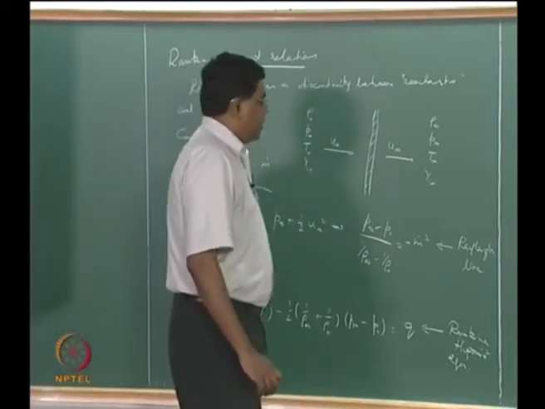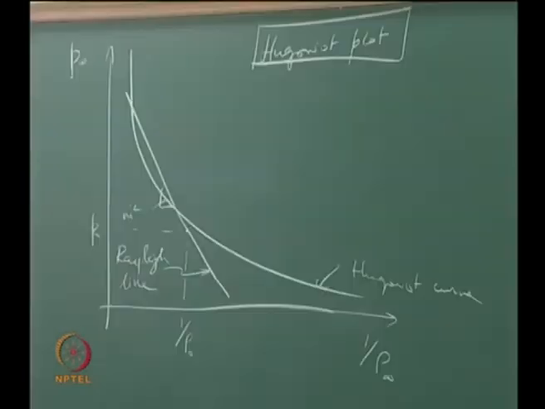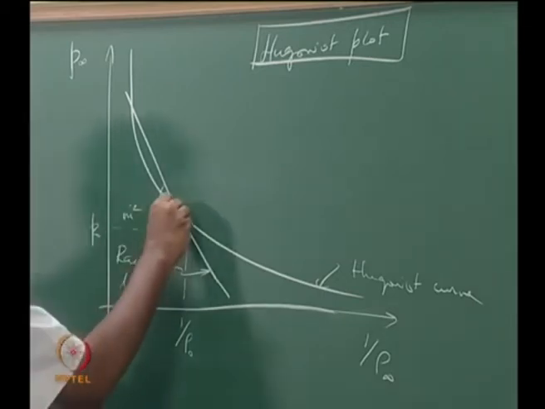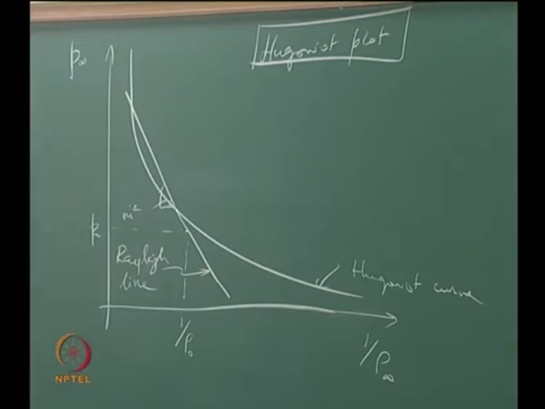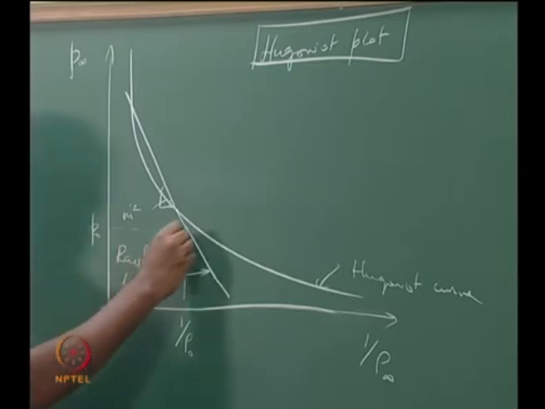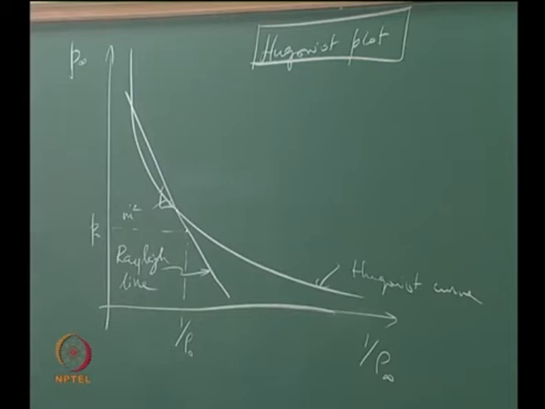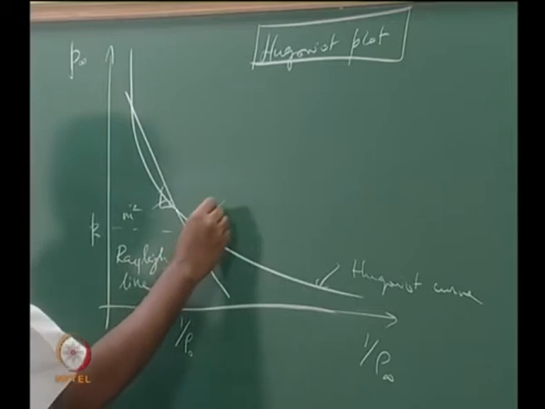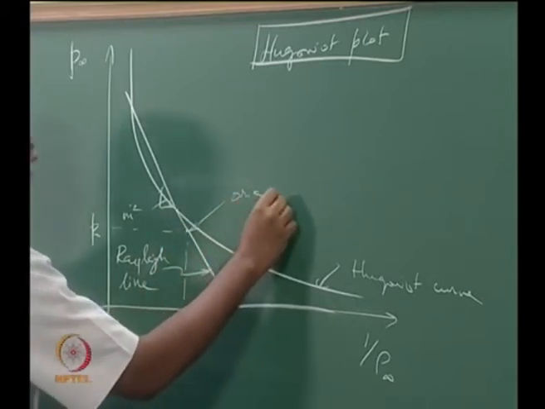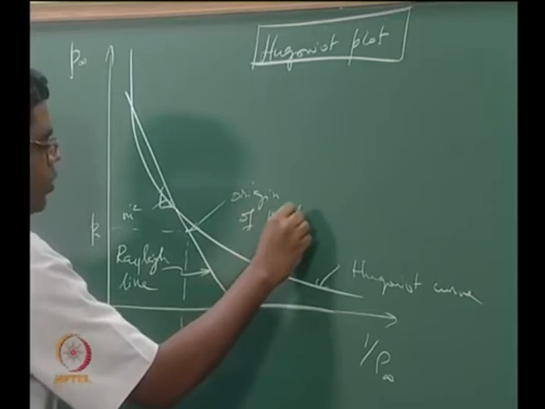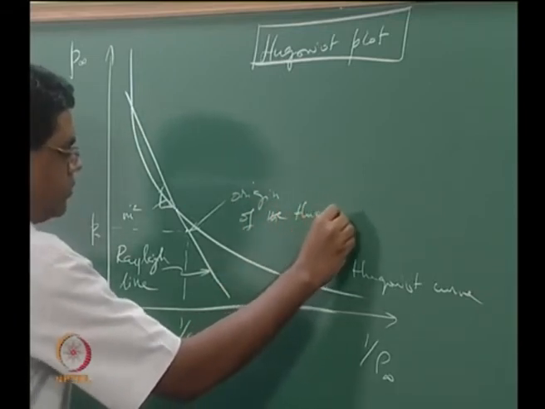And then what we are looking for is an intersection of these two curves, that is the Rayleigh line and the Hugoniot curve, and sure enough we find that there are a couple of intersection points, which will tell us that if you started out with P naught and 1 over rho naught as the reactant conditions, and this particular point is typically referred to as the origin of the Hugoniot plot.